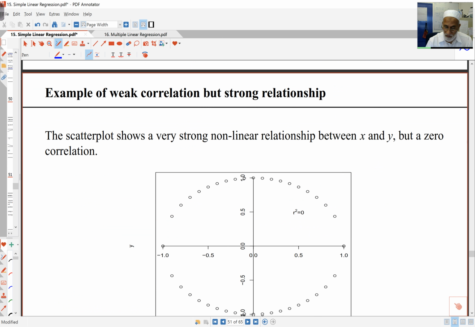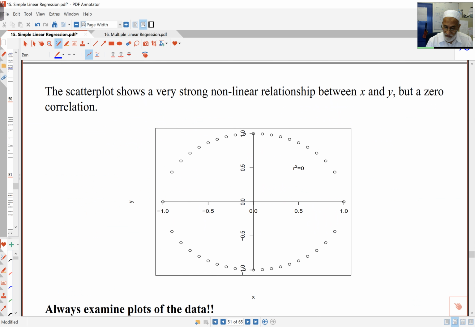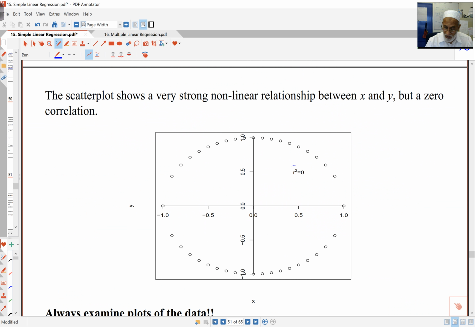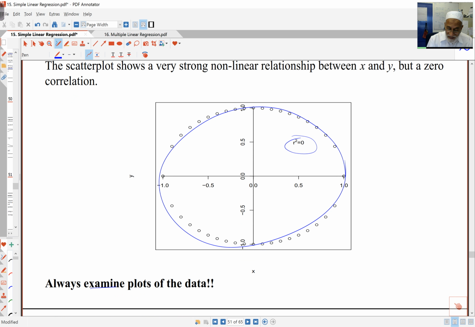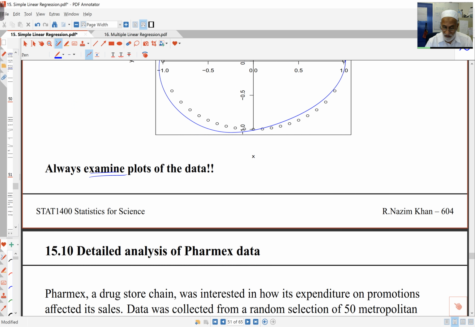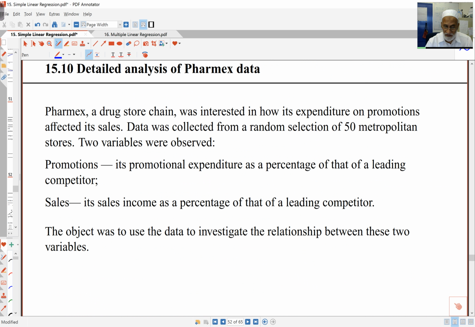So here's an example of data X, Y that have 0 correlation. R squared is 0. But there is still a very strong relationship between X and Y. It's a circle, yeah? So this is a non-linear or non-straight line relationship. So R being 0 does not mean there is no relationship at all. You must always examine plots of the data. And finally here, we'll take a look at the detailed analysis of Pharmax data in the next lecture.